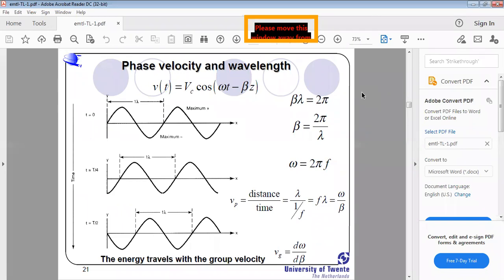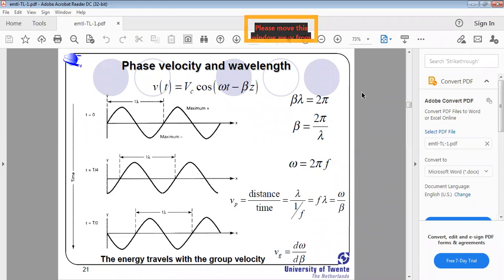Similarly, group velocity is nothing but a group of waves. In practice there is no single wave present, it is a group of waves. That's why it is represented as, of course, omega by beta, but when we consider it as a group of waves, it is considered as a differential, d omega by d beta. Hence the name group velocity.